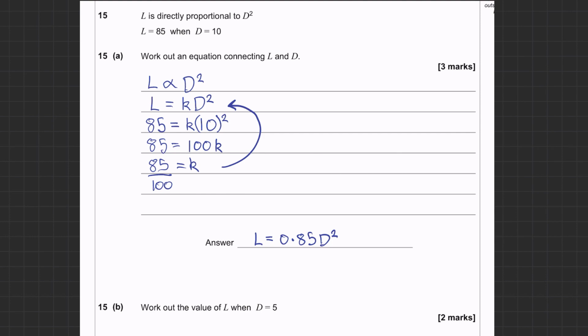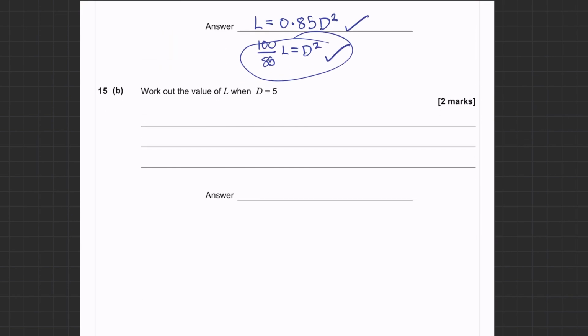Some of you may have done this differently. You may have done it the other way. So you may have got the answer of 100 over 85 L equals D squared. Both of these are correct, but I prefer it this way, particularly because it comes into play in the second question and makes it a bit easier.